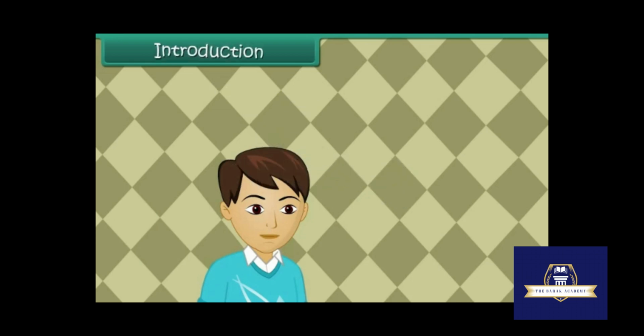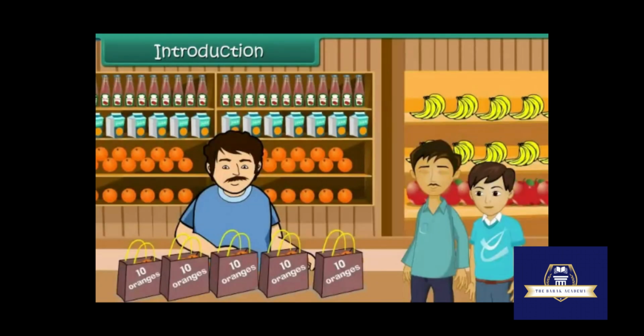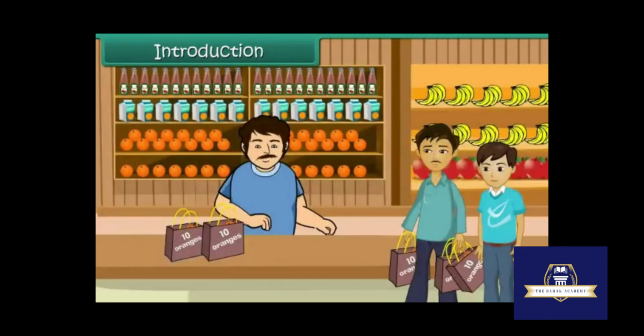Introduction. Vivek loves oranges. He's come to the fruit market with his father to buy oranges. He finds one shopkeeper selling oranges in bags of 10 each. His father buys 3 bags for Vivek. In this lesson, you will learn to group and count by tens.